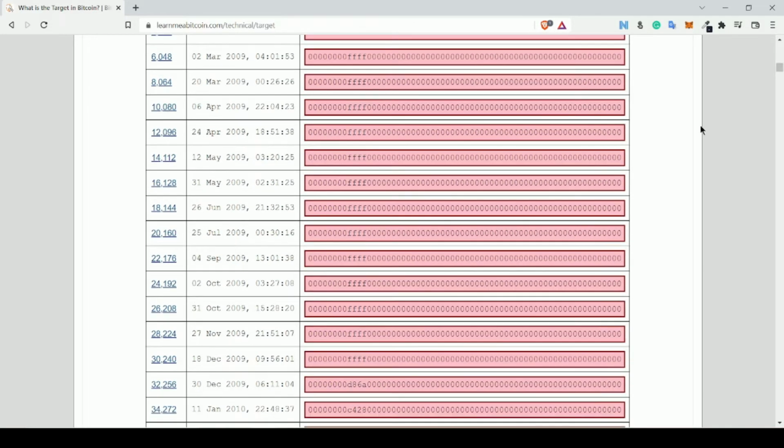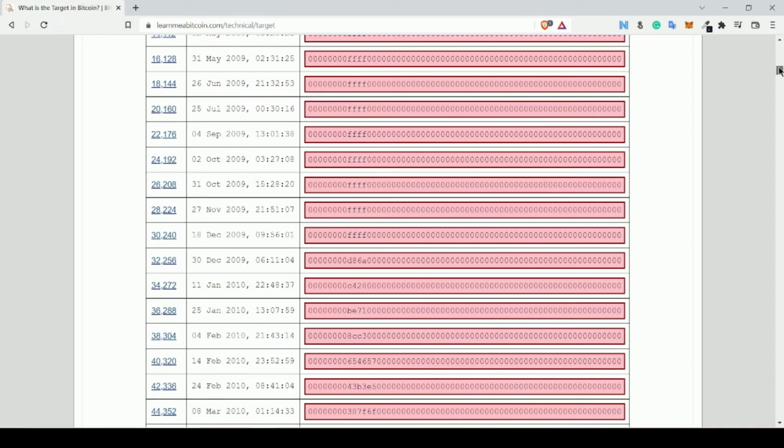But after some time, after 18th December 2009, you can see that the target is continuously changing. So it is D86A, it is C428. So the target is continuously changing, right? The number of zeros are not changing. One important thing to notice here is that the number of zeros are not changing, but it does not matter, because as we discussed, right, these are all the numbers.